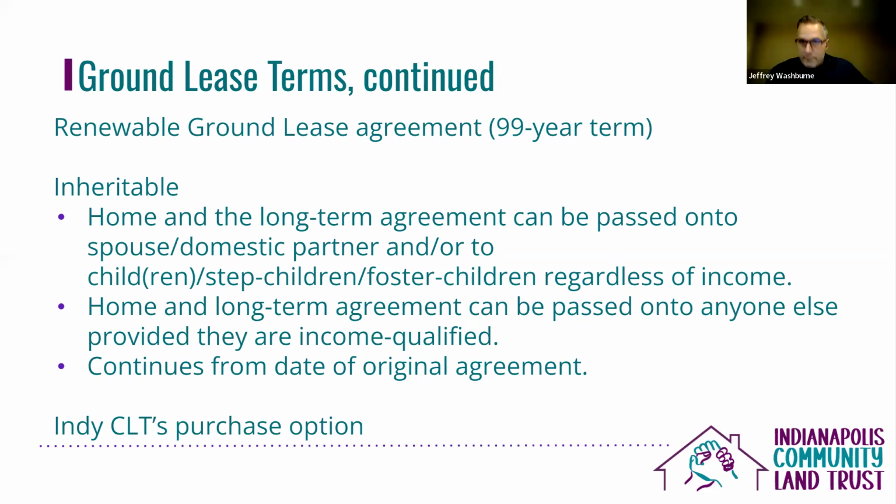So for argument's sake, let's say that I bought a community land trust house through the Indy CLT, and my time gets short and I pass on. I can leave that property to a spouse, a partner, children, stepchildren, foster children, regardless of their income. If I wanted to leave my home to Alvin, though, we're not related, Alvin would have to be income qualified below 60% of AMI to be able to move into the property. Any of those family members that I listed before would not have to be income qualified. So I can leave it to any of them without any sort of income qualification.